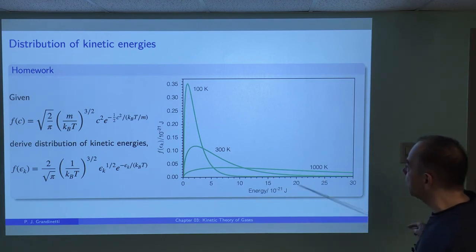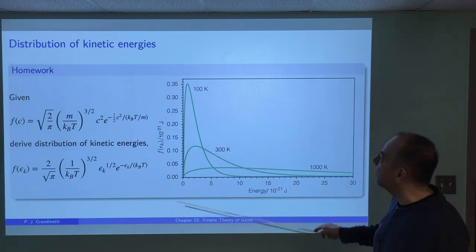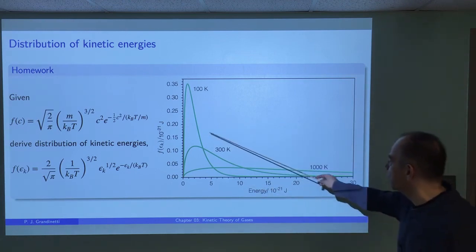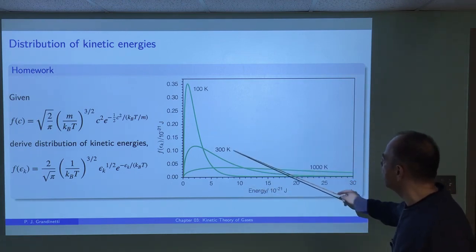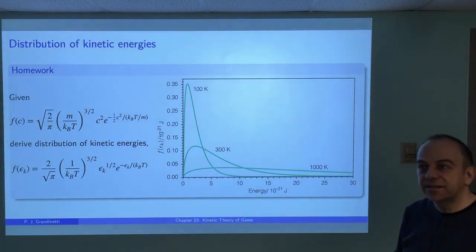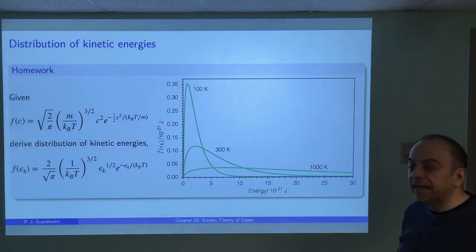So this is the distribution of kinetic energies that you get from Maxwell's equations, and here are the distributions, this is actually for nitrogen, for 100, 300, and 1,000 Kelvin. Okay, that's it for this video, and that's the end of chapter 3.